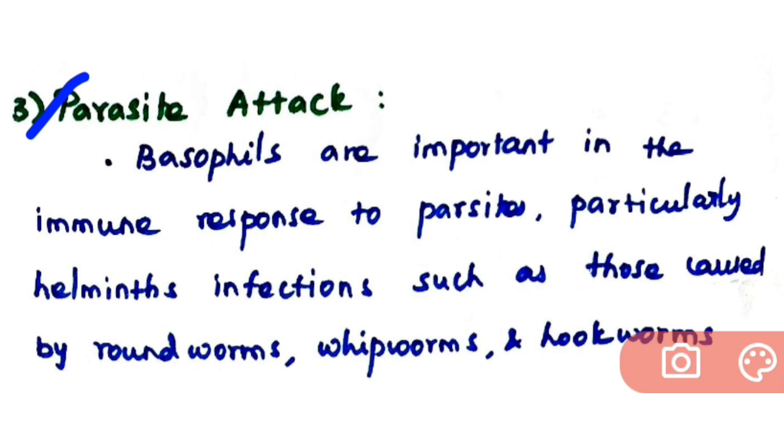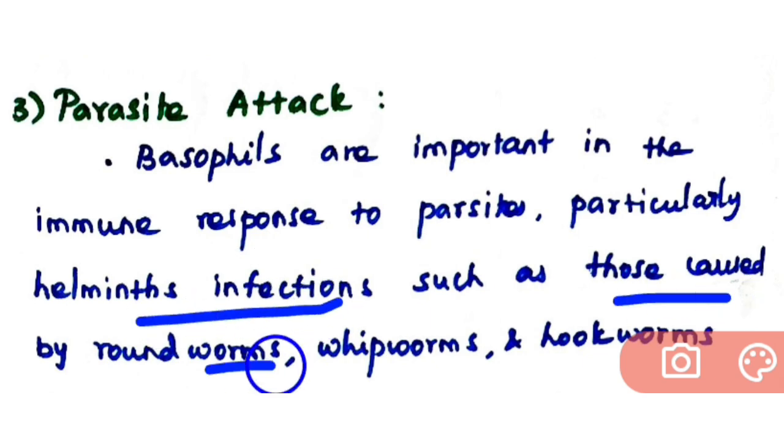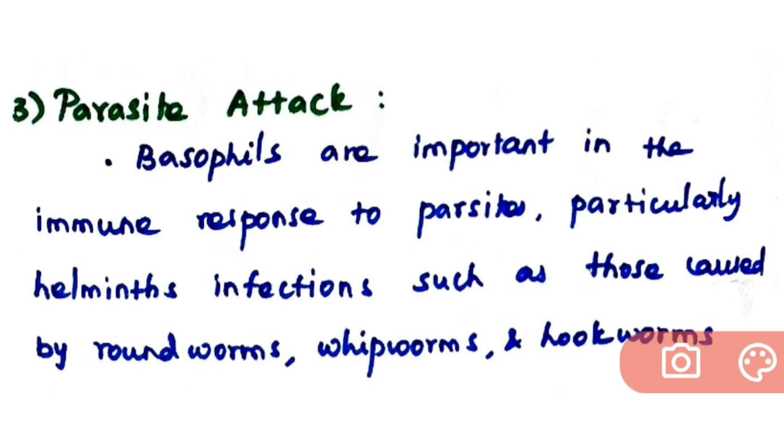And then the next one is parasite attack. Basophils are important in the immune response to parasites, particularly helminth infections such as those caused by roundworms, whipworms and hookworms. Basophils give an immediate response to helminth infection.